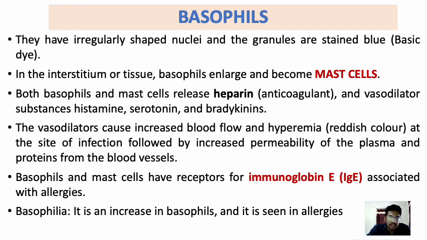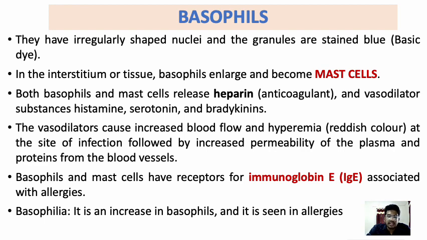Next, the basophils. The basophils have irregularly shaped nuclei, and the granules will be stained blue by the basic dye. In the interstitium or the tissue, the basophils will enlarge and become mast cells. Basophils are seen in circulation, but when they go to the tissue, they will become very large and become the tissue mast cells. Both the basophils and the mast cells will release heparin, which is an anticoagulant, and vasodilator substances like histamine, serotonin, and bradykinin.